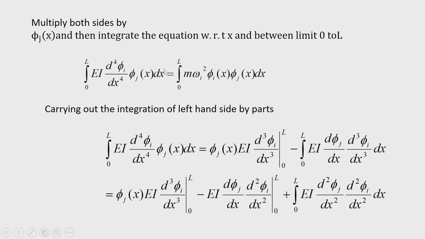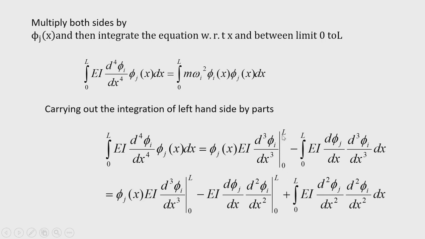Carrying out the integration of the left hand side, because there is no necessity of carrying out any integration here, but since the derivatives are involved, after the integration process it will be reduced gradually. So carrying out the integration of the left hand side by parts, we take one function as phi j and another as d to the power 4 phi i by dx to the power 4. If I take this as the first function and this as the second function, then first function into integration of the second function is written here. So one order of differentiation is reduced, that is, from fourth order it is now third order.